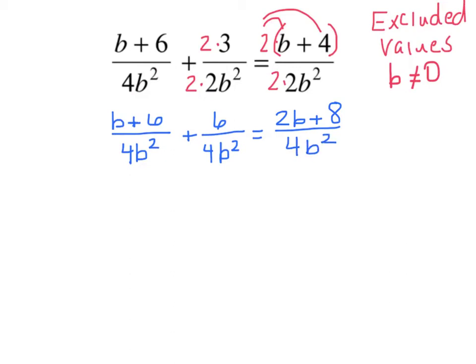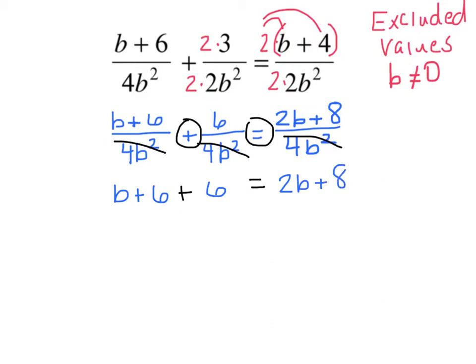Moving on to step 3. Now that we have the common denominator, we can do what with that common denominator? Well, if all the denominators are the same, then that means the numerators must be the same as well. If these equal this, then these are also equal. So we can cancel those out. And let's write down the resulting equation, not forgetting the plus and the equals. Those are very important. So we have b plus 6 plus another 6 equals 2b plus 8.